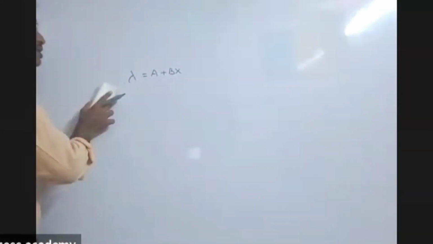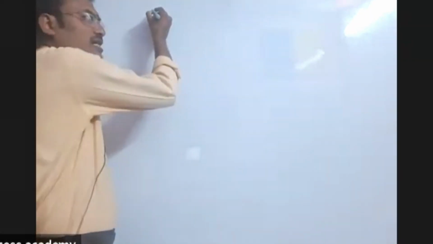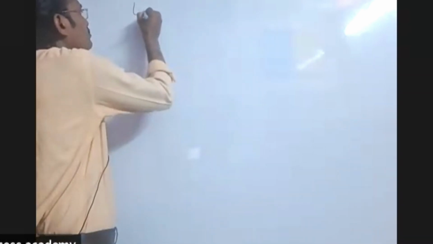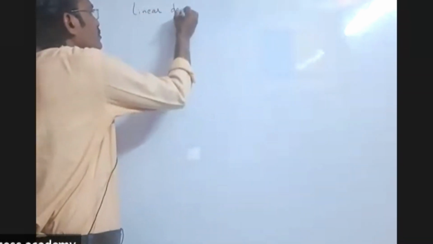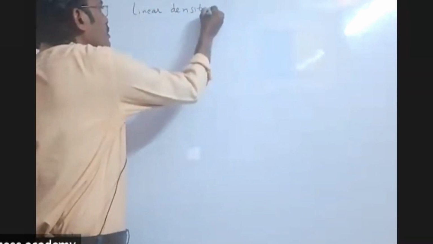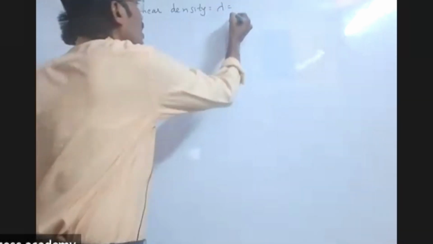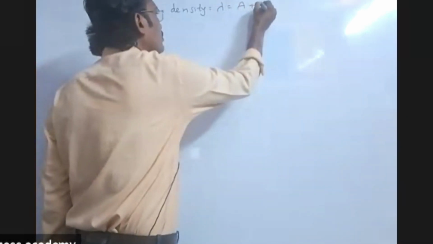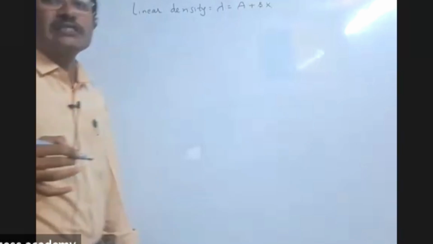So once again, read that numerical yourself. I am also reading that numerical. If the linear density of a rod of length capital L varies as lambda equal to a plus bx. So here the given equation is linear density lambda is equal to a plus bx. That is the given equation.